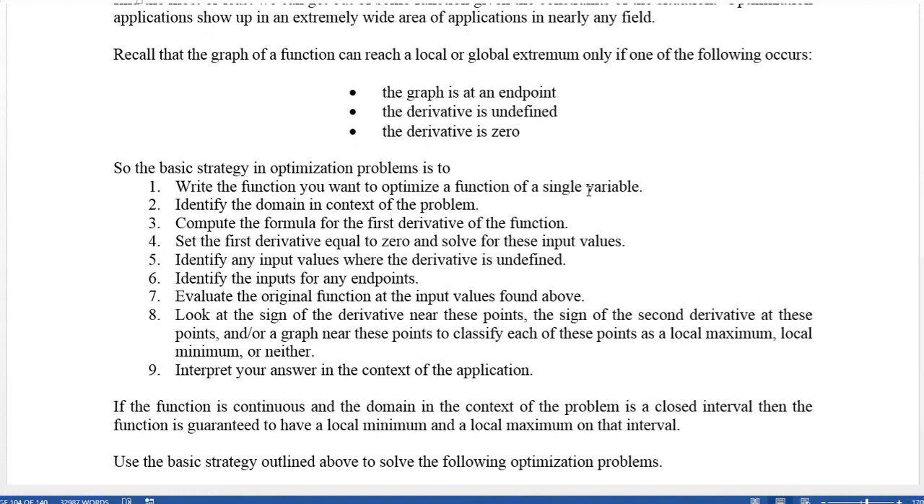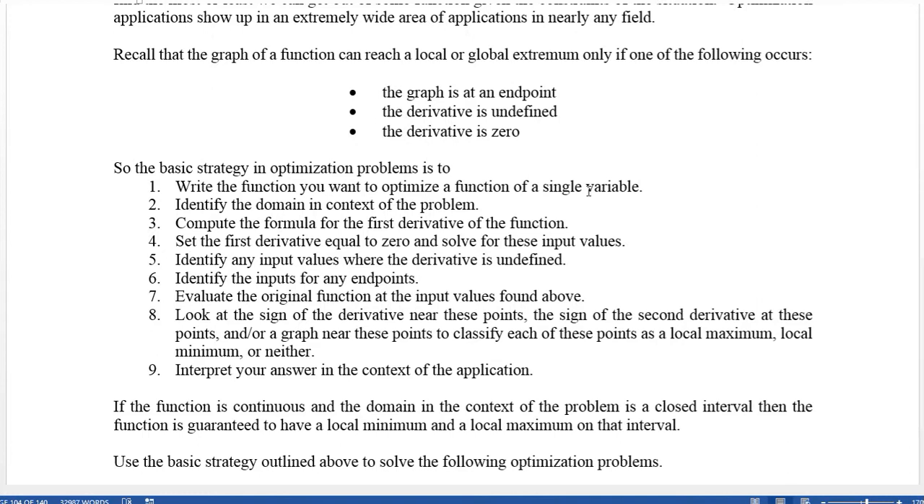So you want to write down a function that you want to optimize, and for what we're doing here, we want to get that as a function of a single variable. So this is single variable optimization. And so say you want to maximize volume, you want to get it in terms of a single distance measurement perhaps. Or maybe you want to maximize profit, you want to get profit in terms strictly of the quantity made, for example. So you need to write down that formula somehow.